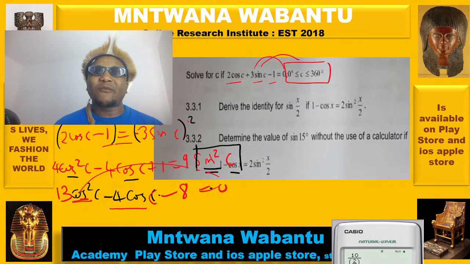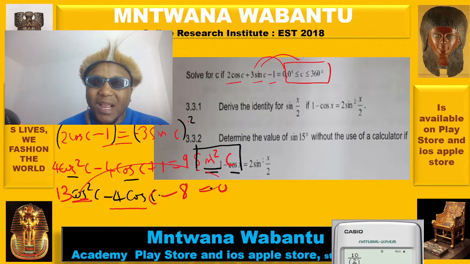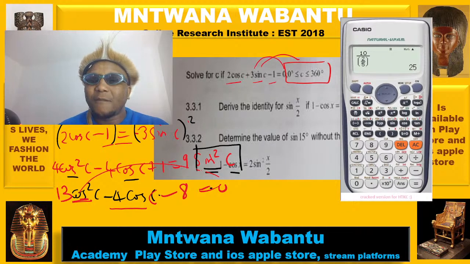I can either use a calculator. If I don't use a calculator, I can... okay, let me just use my calculator to get this far. So I'm going to come here and pop up my calculator. Well, let me bring my calculator up here. And then let's just go quick. In 1 minute you're going to be done.